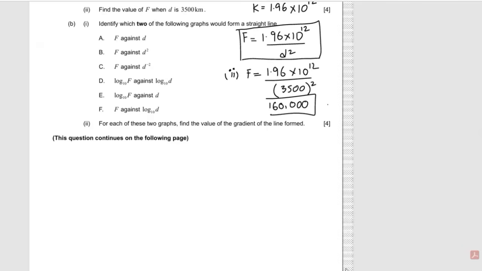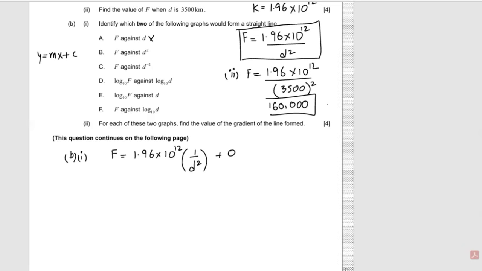What's a linear form? Like y equals mx plus c. There should be a pure constant, a pure variable, and a combination. So keep that in mind. So part B1, I'm going to test these relations. F against d. No. Because I can see my relation is this thing, 1.96. Let me just form it in a linear way. So this looks one possible linear form.